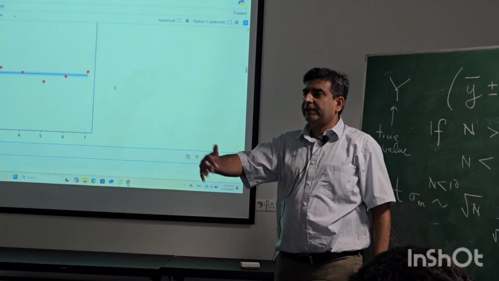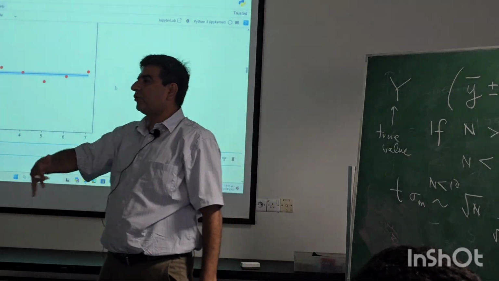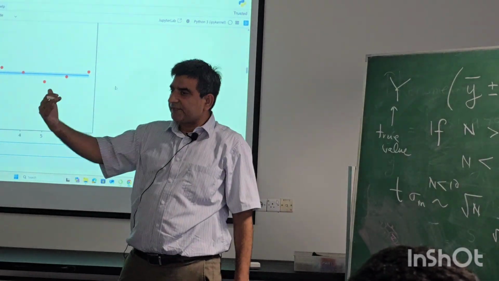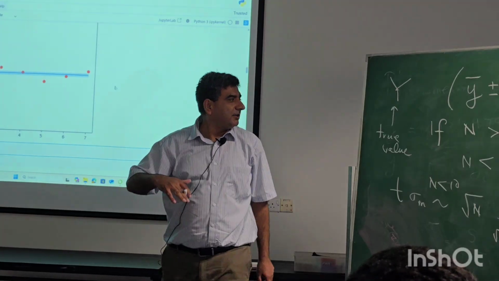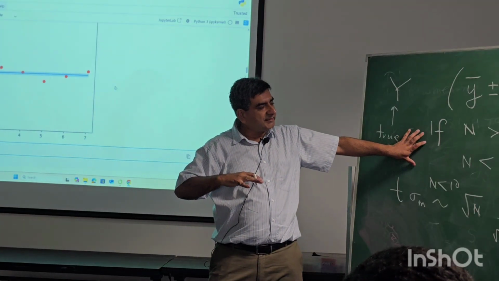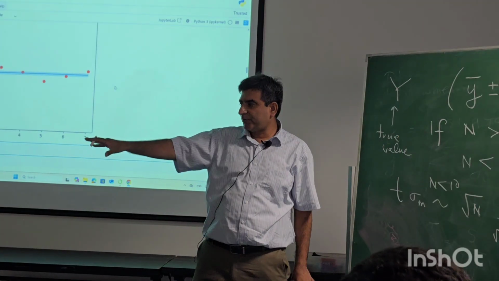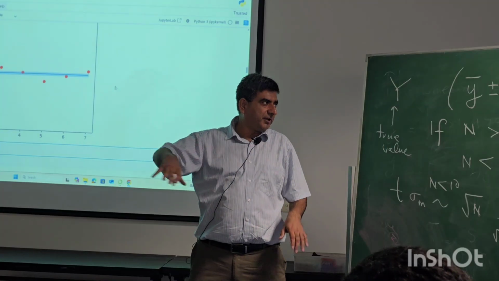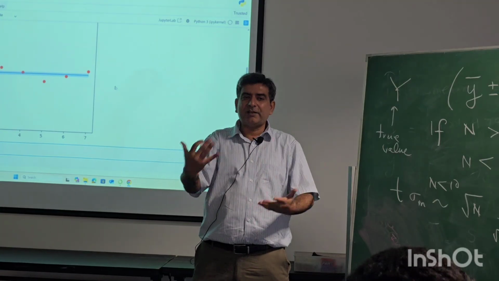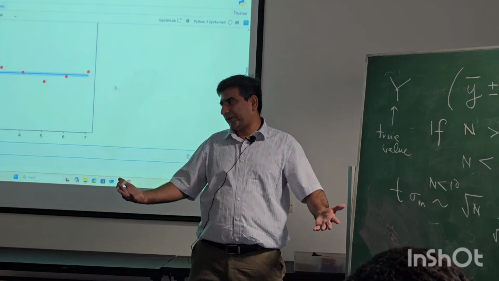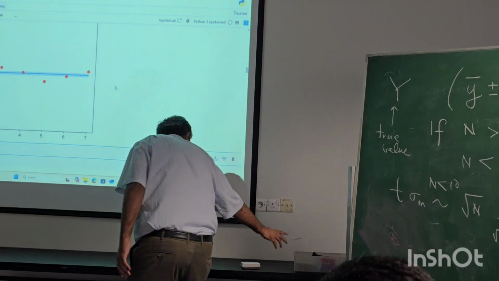How do you find t? T is found from a numerical code or from the student's t distribution. If you want to read about this, you can read about it. But these are the rules of thumb, and we can write a computer code, and I'll share that code with you, in which you can automatically calculate that t for any number of data points. Okay, so let's try to do that.